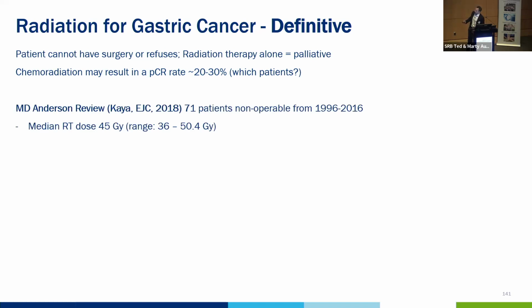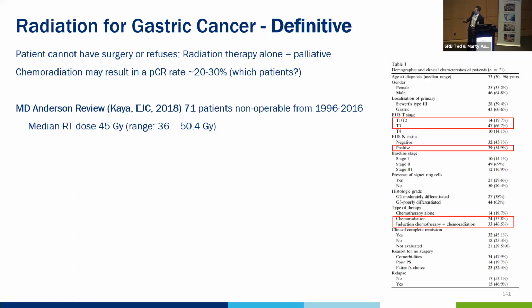So this was a retrospective study, and that's what we have to lean on when there's limited experience from MD Anderson, which as a large cancer center, they see a lot of patients with rare cancers like gastric cancer. And it's important to look at the patients that were treated on this experience from 1996 to 2016. And on the right, what you'll see are mostly they were advanced stage cancers, with over 2/3 of the patients having T3 disease and most of the patients being lymph node positive. And then finally, about 80% of the patients had either chemoradiation or induction chemotherapy followed by chemoradiation, which is what we probably do most commonly here at Moffitt.